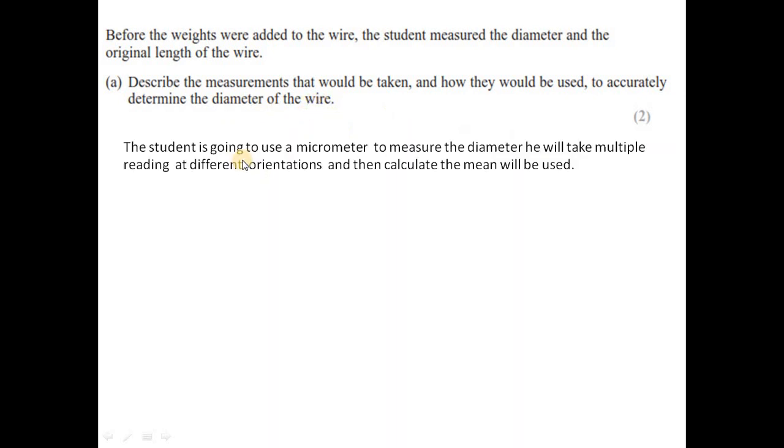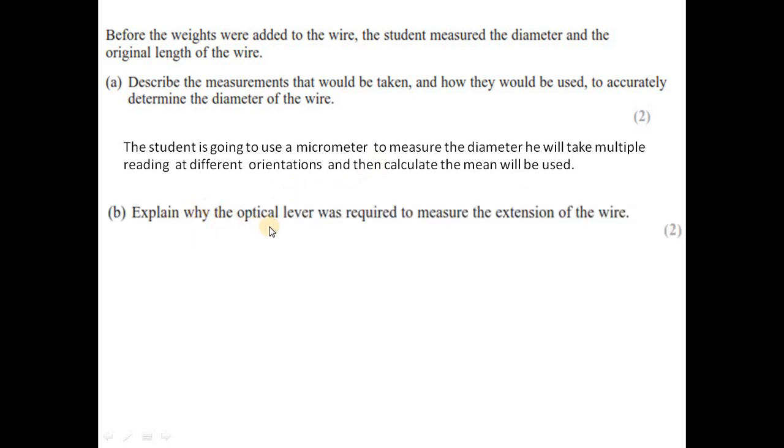So you can say that the student is going to use the micrometer screw gauge to measure the diameter. He will take multiple readings at different orientations, different places, and then calculate the mean, and the mean will be used. Okay, so next, explain why the optical lever was required to measure the extension of the wire.